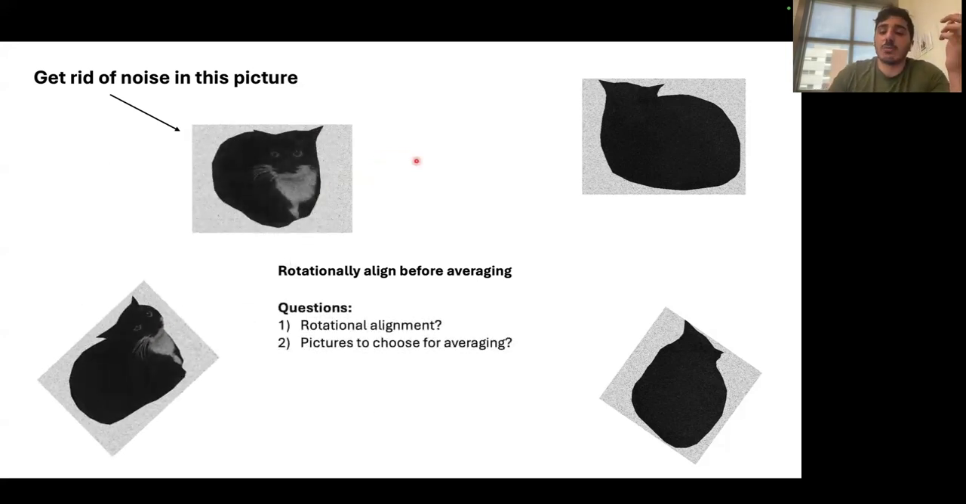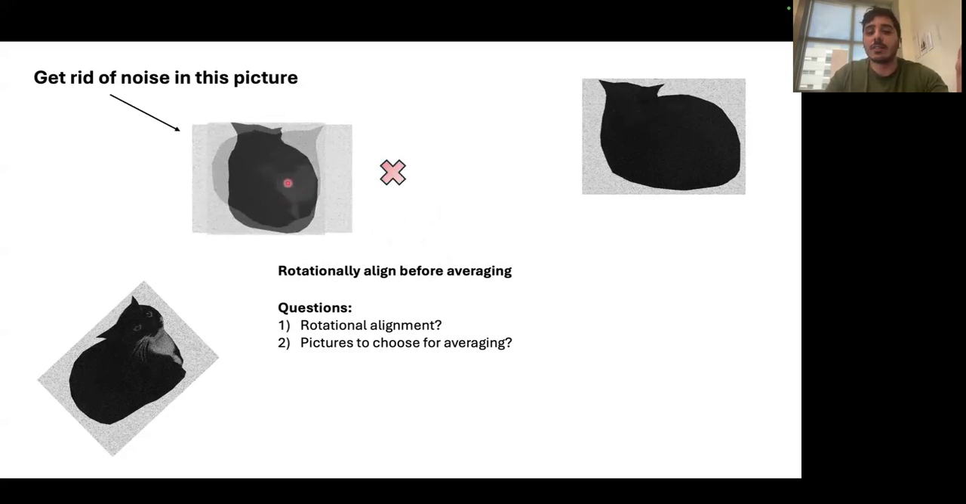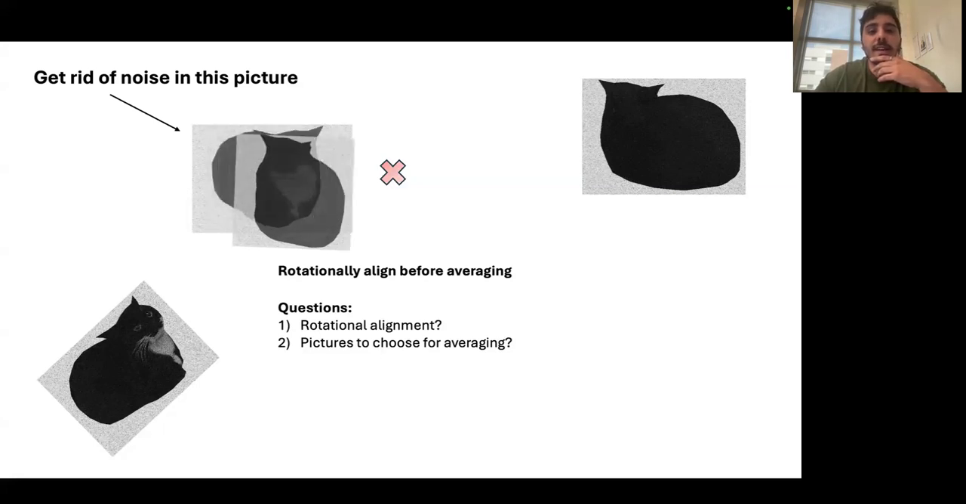What do I mean when I say rotational alignment? What does that mean mathematically? And which pictures do I choose for averaging? For example, if I grab the picture from the back, that's a bad average to take. But even after I do rotational alignment, this is still a bad average to take. I'm losing white fur because it's being averaged with black fur. I'm losing the eyes because they're also being averaged with black fur. And parts of the cat are being averaged with noise. So there's some overlap that we don't want to take place.